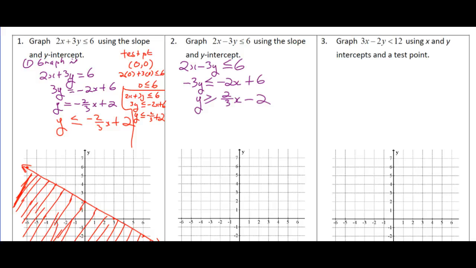We need to now graph the boundary line. So we're going to graph y equals 2/3 x minus 2 as a solid line or as a dotted line? Solid, because it's part of the solution. And then what does this say? Where should we be shading? Shade above. Okay, so do this in green.